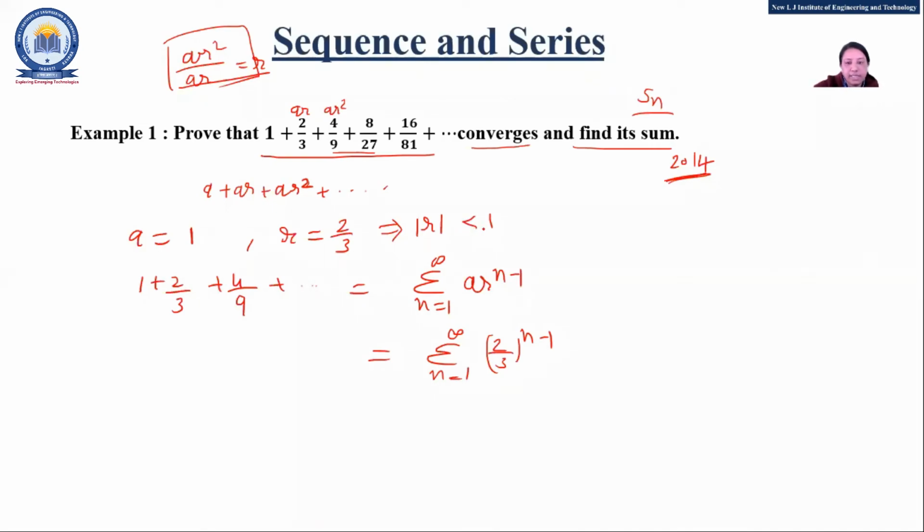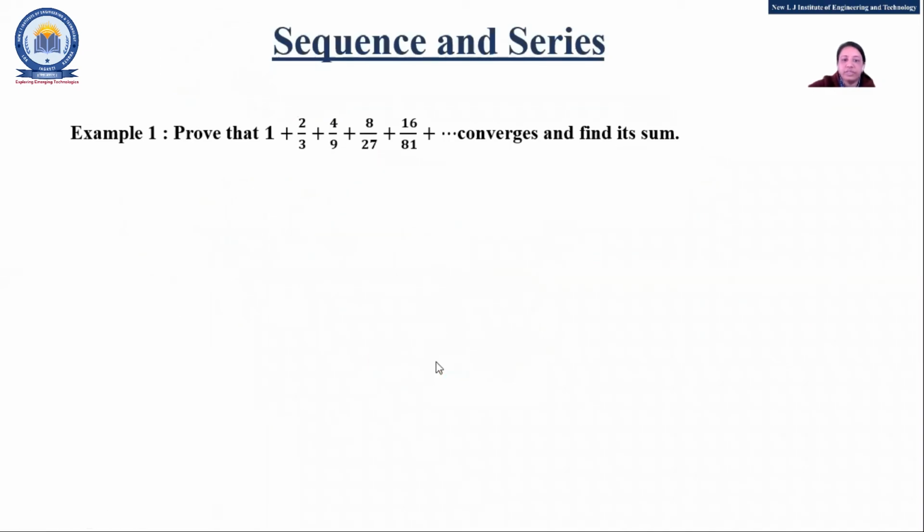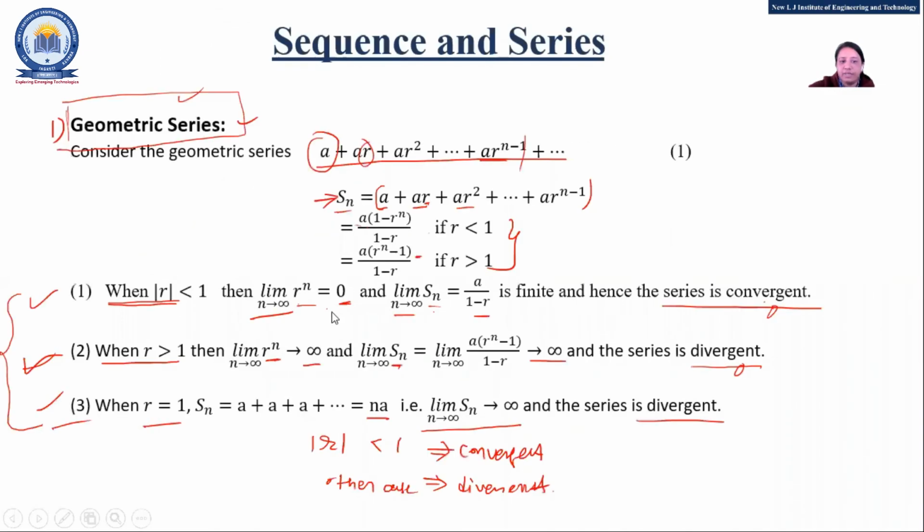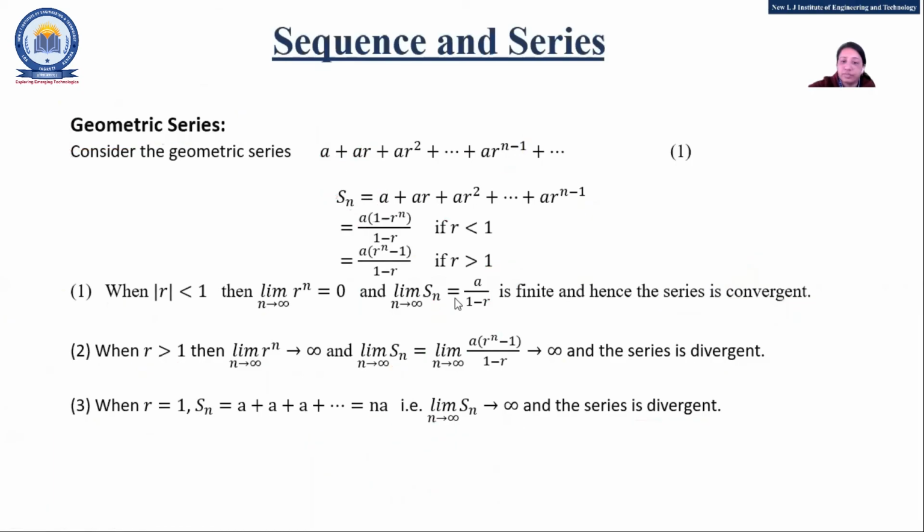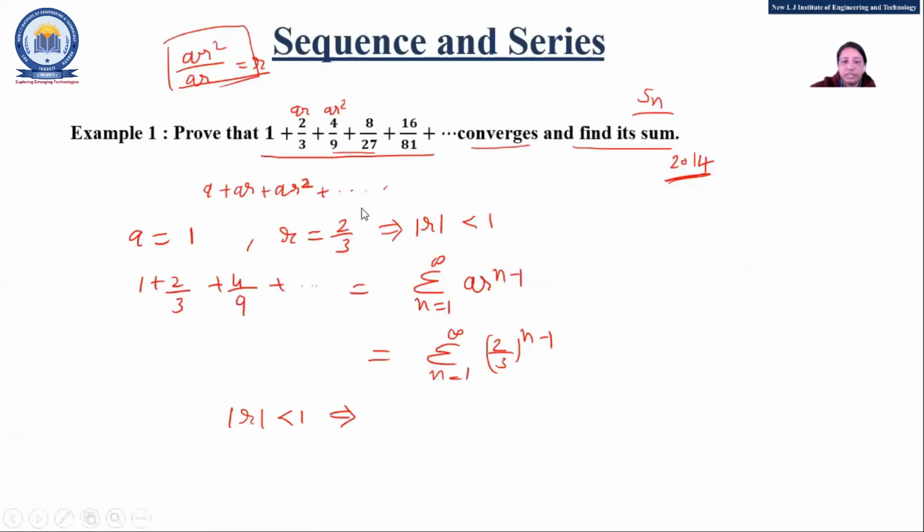So what can we say? Mod r is less than 1. So it is the first case, mod r is less than 1. So r raised to n tends to 0, and the series is convergent in short. And what is your sum? Convergent, so we have proved that your series is convergent.